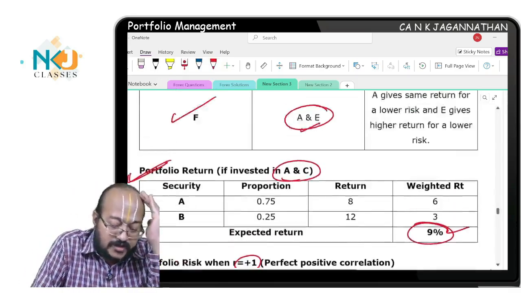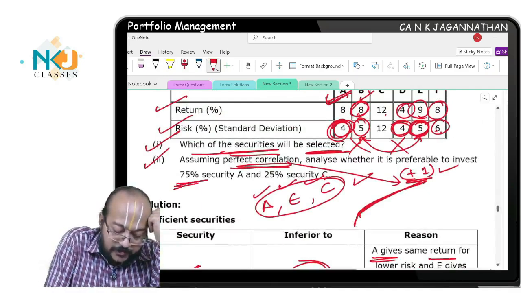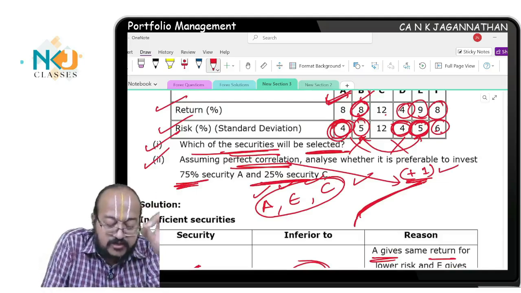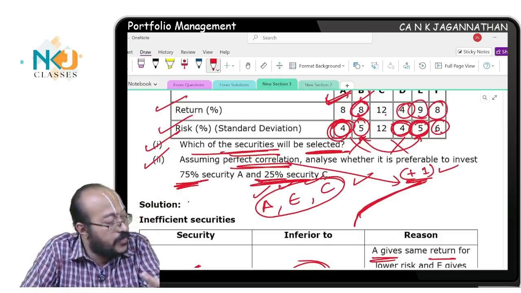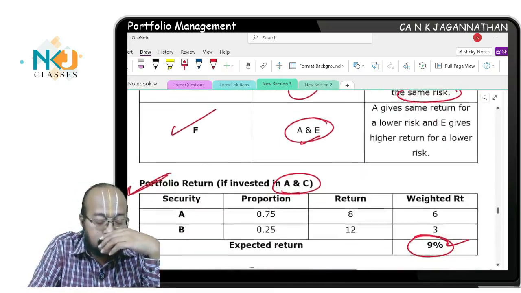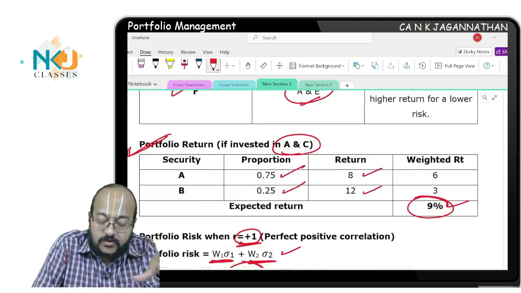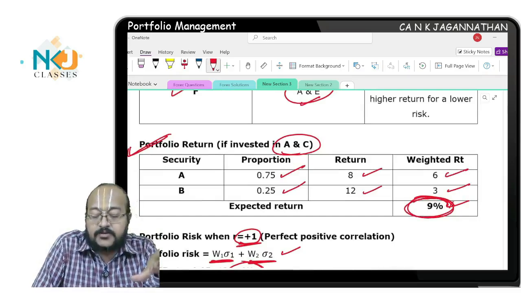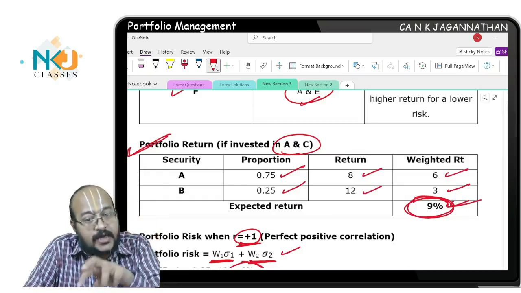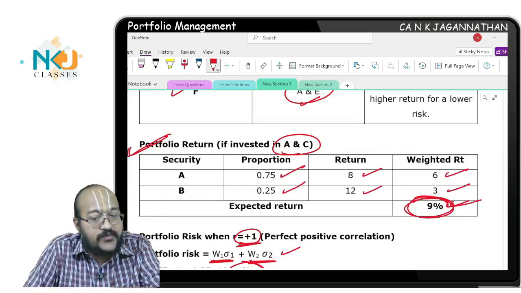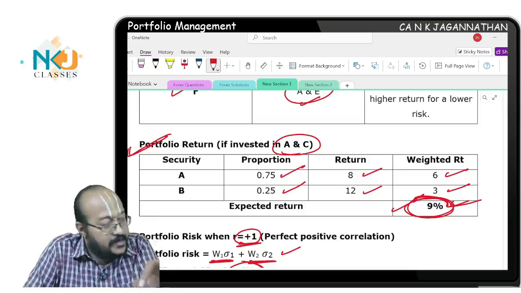If invested in security A and C, they are asking security A 75%, security C 25%. If this is the proportion, security A is 0.75, security C is 0.25. What will be my portfolio risk and return? We need to find out. Proportions 0.75 and 0.25, returns 8% and 12%, weighted returns 6 and 3, 9% is the total. So the weighted average return for the portfolio of securities A and C with 75 and 25% proportion is 9%. This is the portfolio return. Agreed, as per the question given.